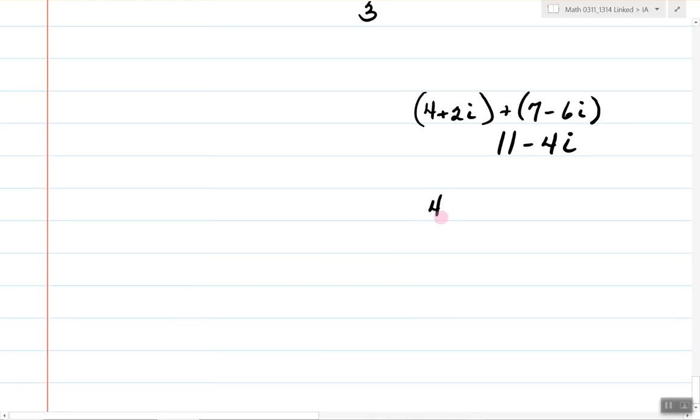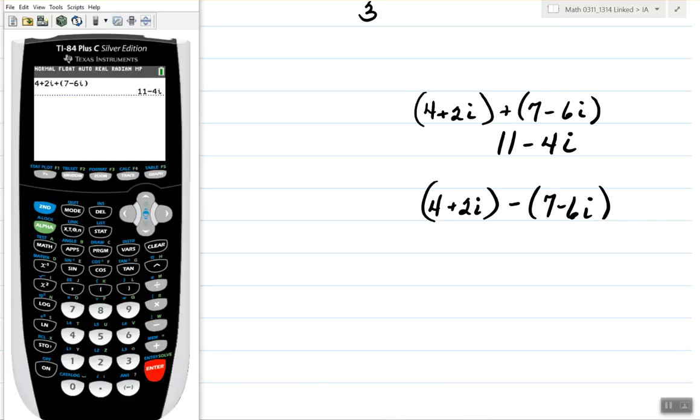What if you had 4 plus 2i minus 7 minus 6i? Parentheses, 4 plus 2 second of the period is i, close, minus, open, 7 minus 6, gotta get my i, which is second of the period, close. And I get negative 3 plus 8i.